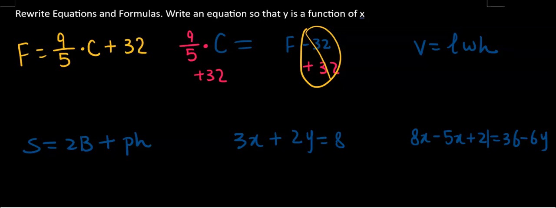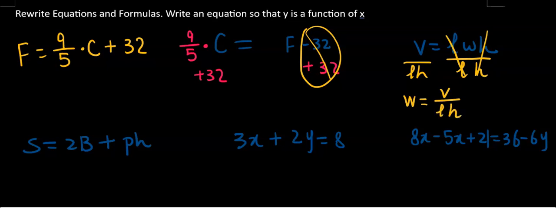All right. Our next question is volume is length times width times height. What if we want to know what the width is? You will want to isolate it, dividing each side. And width is v over length times height.